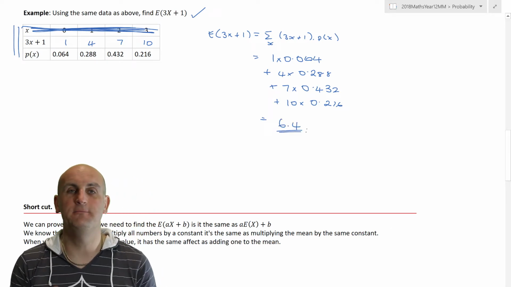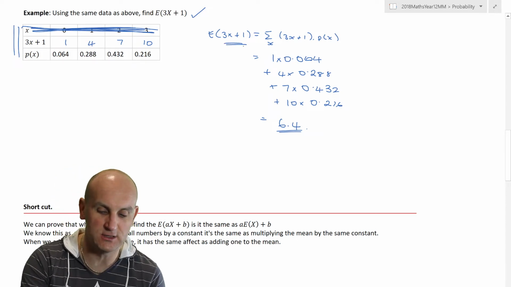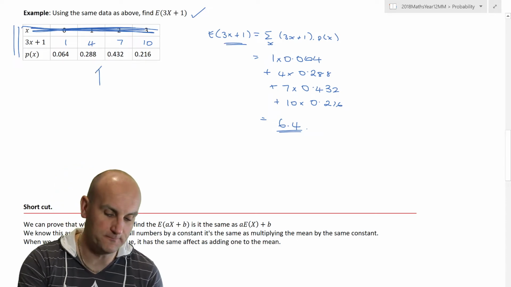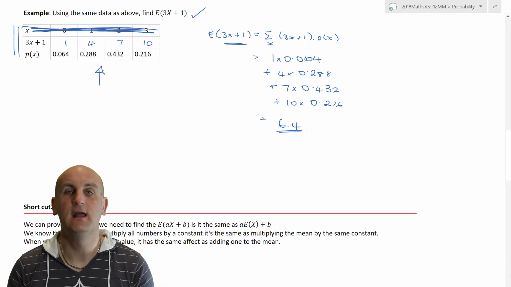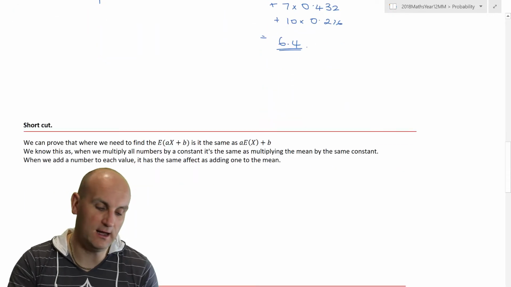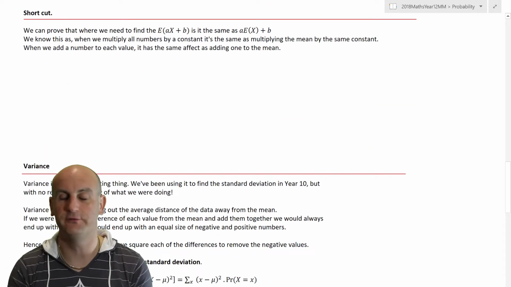Now, it doesn't actually matter what I end up doing in terms of the expectation, just so long as I take my table here, create a new row, multiply x by whatever's in there, and then recalculate it. I love expectation, but the good news is, ladies and gentlemen, there is a shortcut. And you're going to say, really?